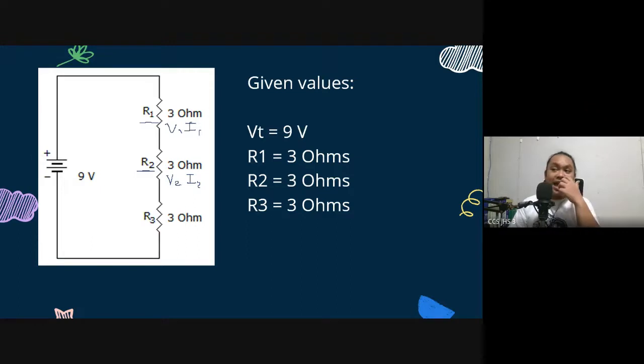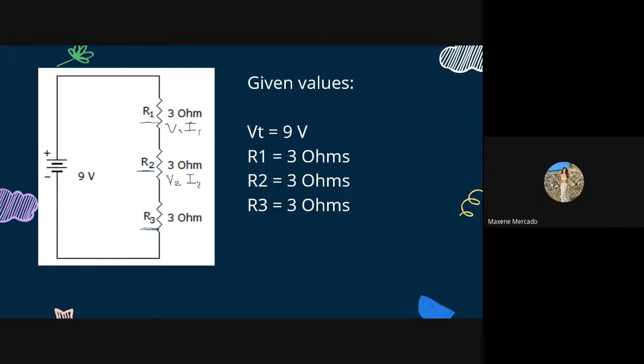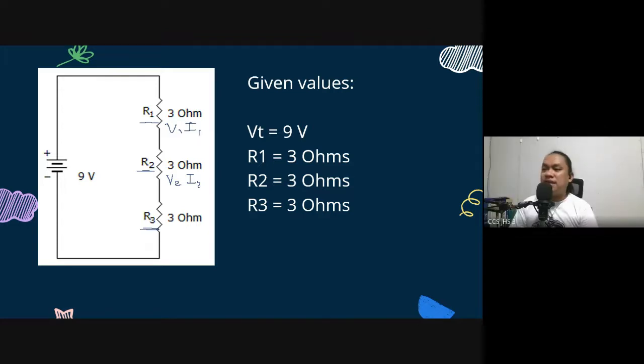Next, since we have R sub 3, what else? What parameter do we have with our load number 3? V sub 3, sir, or I sub 3. Okay, very good, Maxine. Thank you so much for answering. We also have V sub 3 and I sub 3. Very good. Thank you. Okay, next.